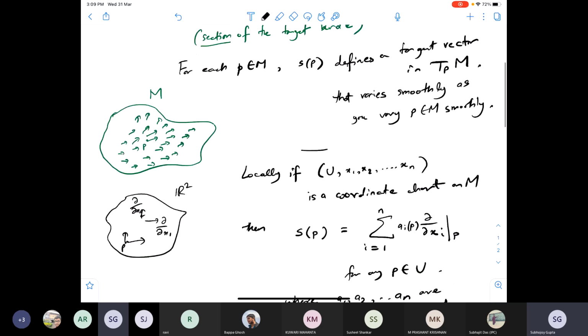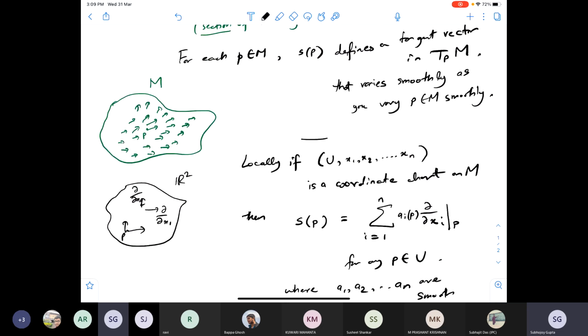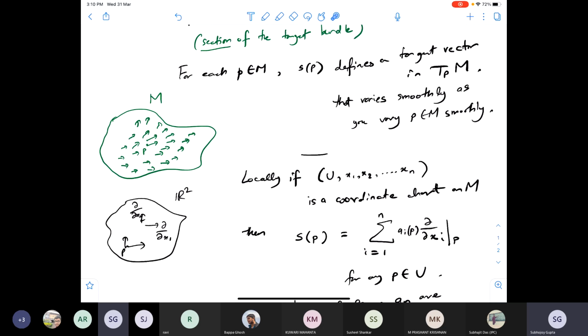But what matters is this: the vector field is given by these guys. So this is what is important. Yeah, you're right. Maybe I should have written P comma something, but that's a redundant kind of thing. It's just the identity map on that factor.